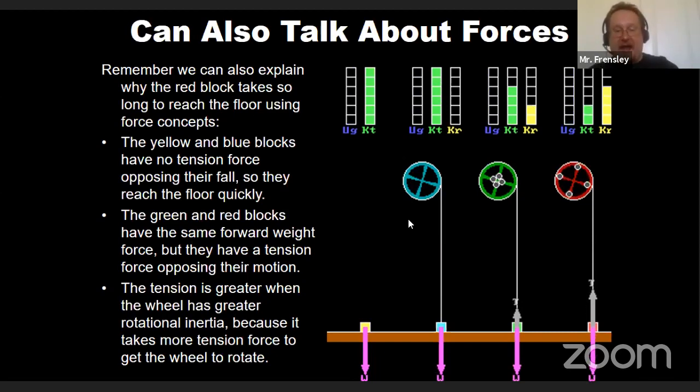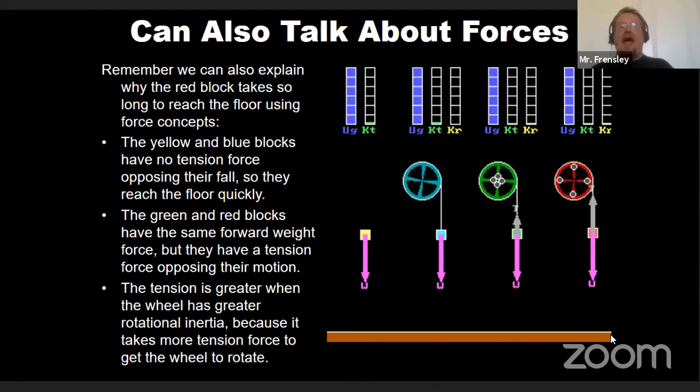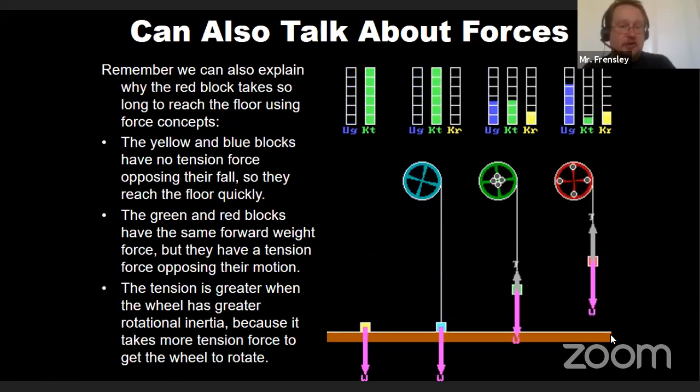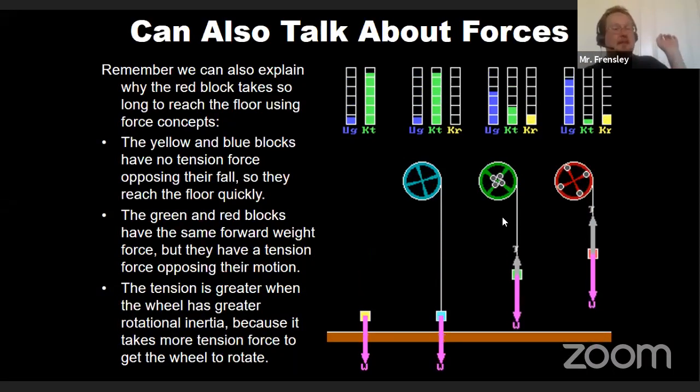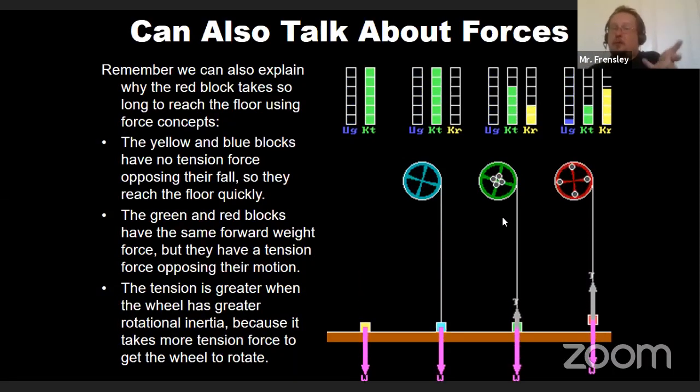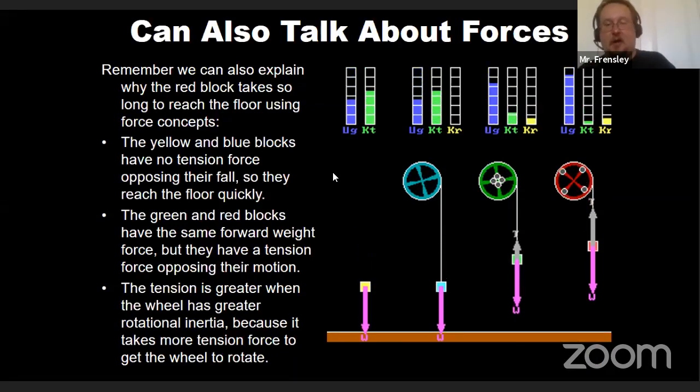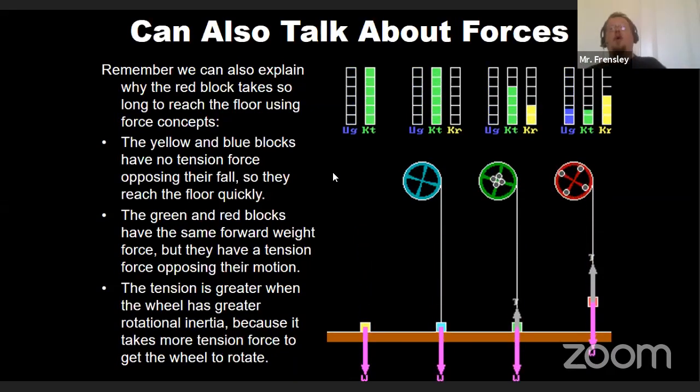So what you'll notice here is I added a pink weight force to each of the blocks. They all have the same weight. However, the more rotational inertia, the more tension is needed to get the wheel to go, because tension is what's torquing the wheel into motion. So the red wheel takes a lot of tension to get it to go. The green wheel, some tension, but the blue wheel is so light, and then this one's just in free fall, the yellow, that they have basically no tension acting on them. The rope is slack.